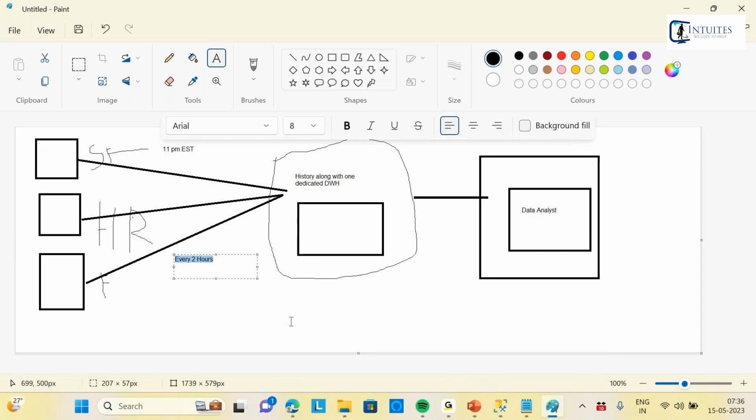We need to decide what exactly can be done. But this is also one possibility in real time, that yes, you can have the data every 2 hours. That is possible.